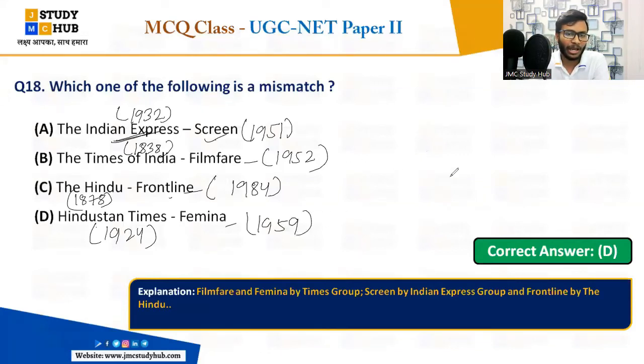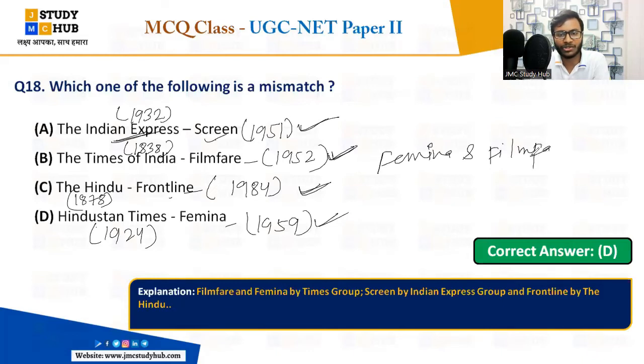Okay, and here I am writing it: जो आपका स्क्रीन मैगजीन है वो इंडियन एक्सप्रेस, that is right. The Times of India Film Fair, absolutely right. The Frontline magazine, that is of the Hindu Group. The Hindustan, the Femina जो है that is of the Times of India. Okay, Femina and Film Fair, both magazines are of the Times Group. Okay, TOI Group.